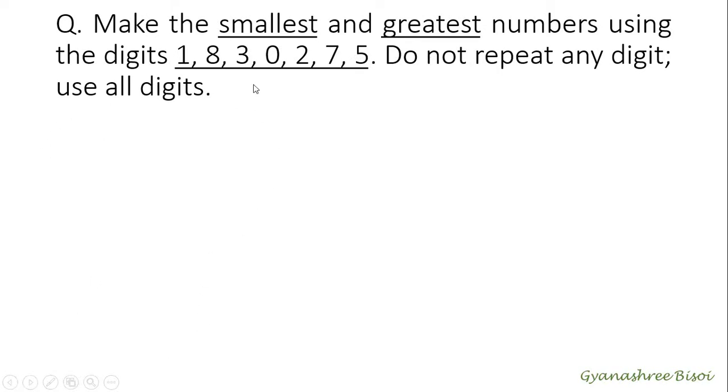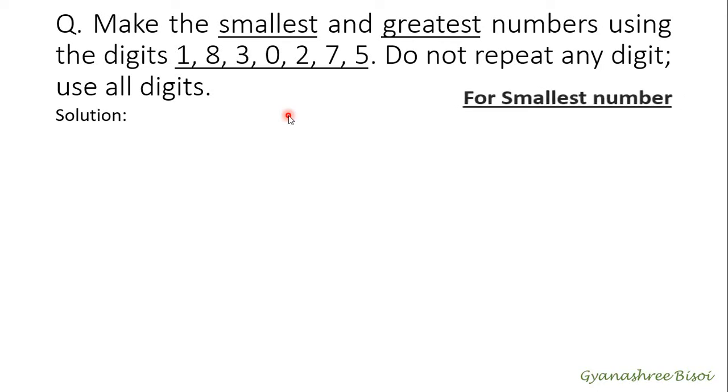Okay, that means we need to form the greatest and smallest number using the given digits. How many digits have been given here? 1, 2, 3, 4, 5, 6, 7 digits. We need to use all these digits and we cannot repeat any digit. It means all the digits we have to use only once. So how to form the smallest number?